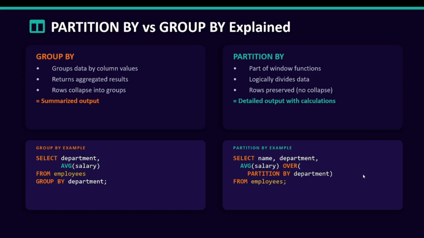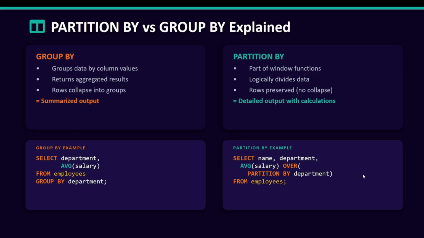Partition by versus group by explained. Let's break down the core difference between group by and partition by in a clear and structured way. Starting with group by, when you use group by in a SQL query, it takes all the rows in your table and collapses them into groups based on the column or columns you specify. For each group, it returns exactly one summarized row. This means the individual row level details are lost. You only see the aggregated result for each group.